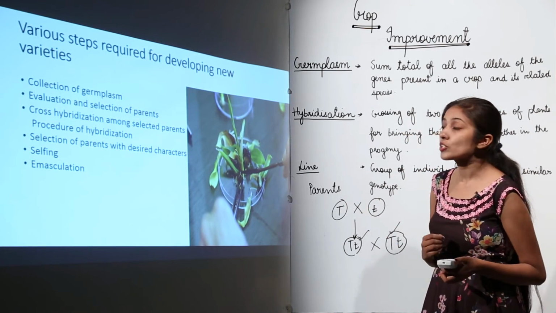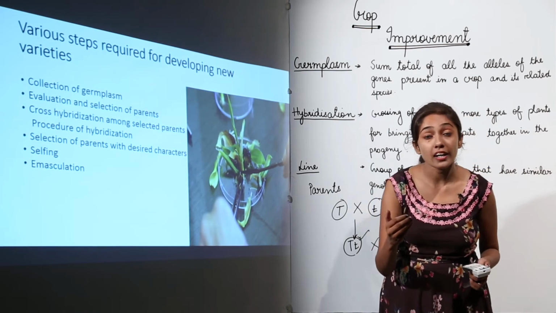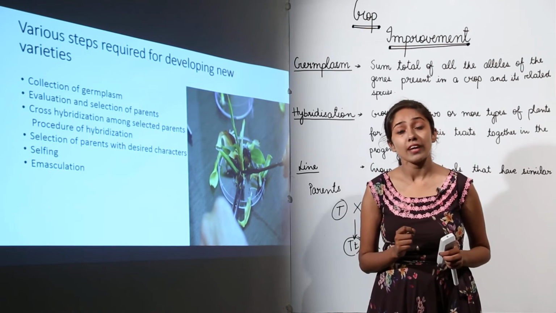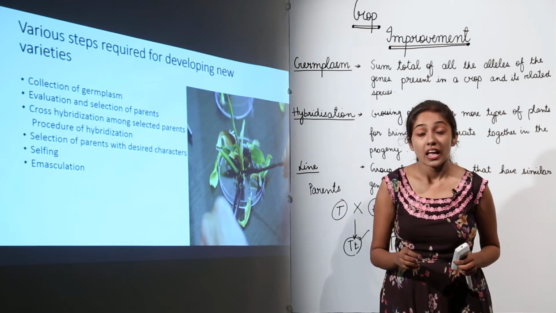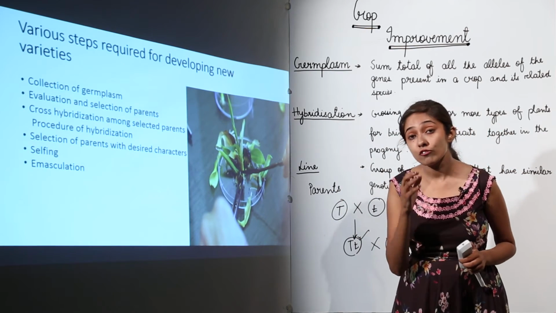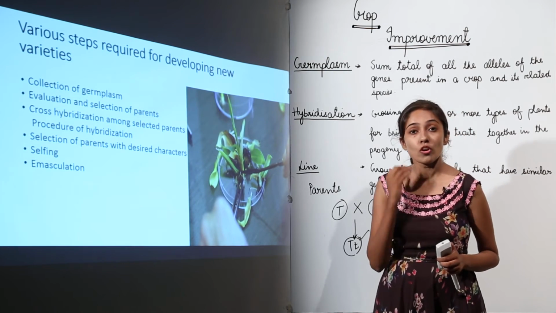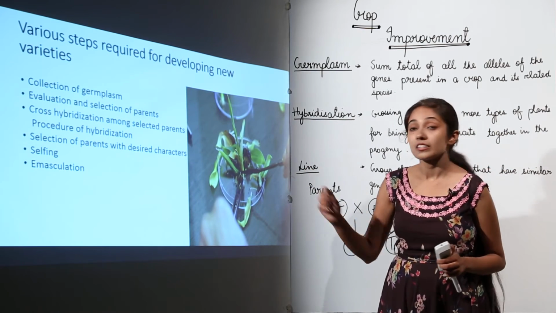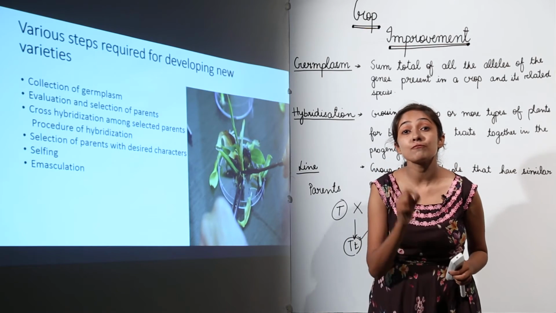What do we mean by emasculation? Emasculation means removal of anthers from the flowers of the plant before they become mature. So what is the main aim of the removal of anthers? Because as you know, anthers contain the pollen grains, and if they are allowed to mature and fall on the stigma of the same flower, then we will not be able to achieve the desired result. So we are going to remove the anthers from the flower so that the pollen grains are not mixed, right? So that we can actually control self-pollination.